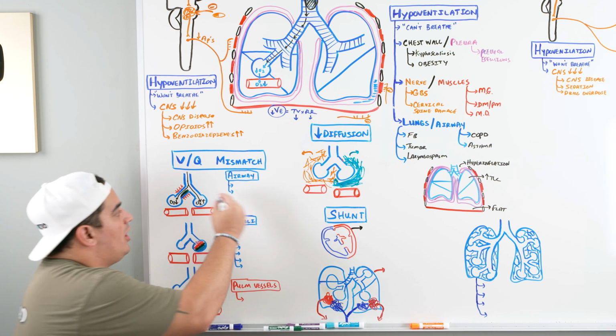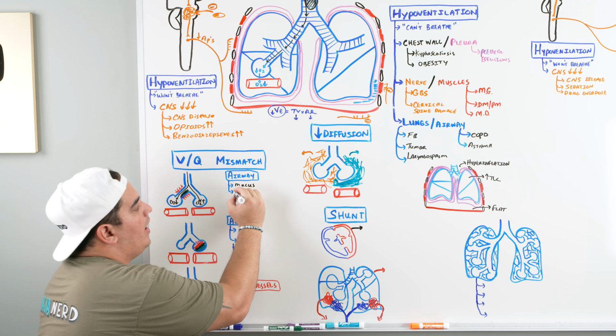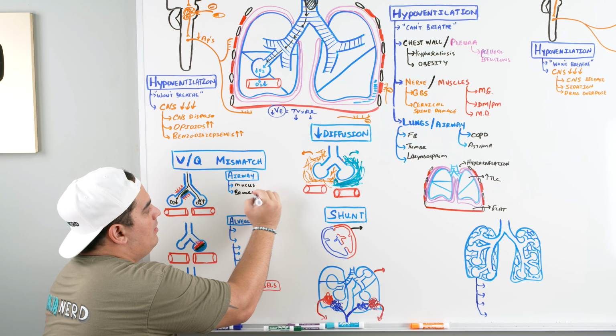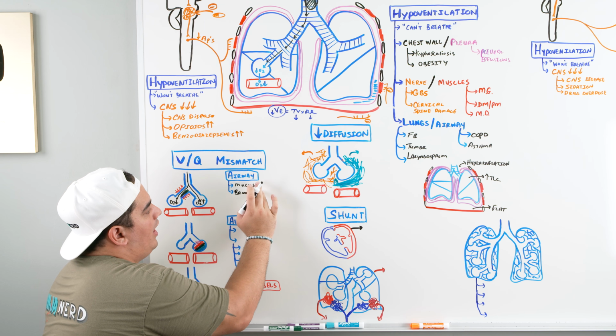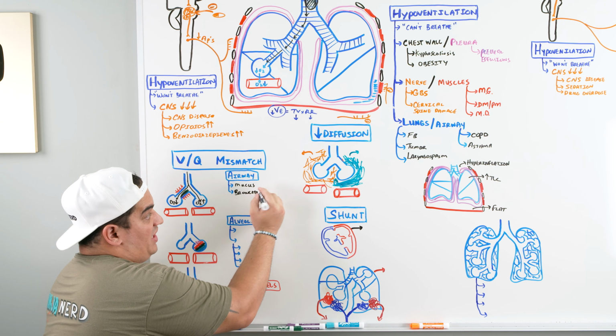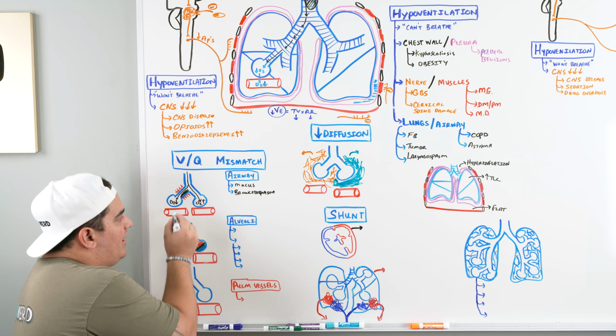In this situation here where there's some type of mucus plug, so maybe there's a little bit of mucus within the airway, or there's bronchospasm, you may be able to see this in situations like COPD or asthma, but there's less oxygen getting into these alveoli.